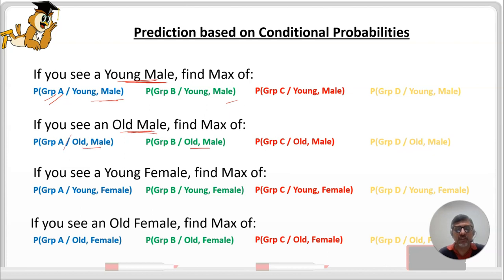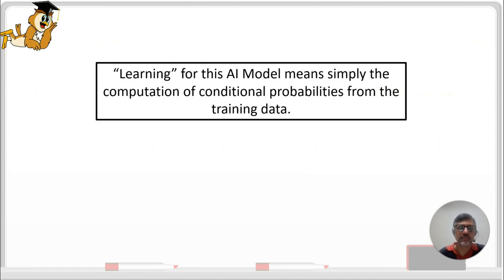All of them are given old male, right? For the 4 groups, and depending upon which of these is maximum, you assign the person to that group, and so on. Similarly for the other scenarios, young female and old female, right? So there are a total of 16 conditional probabilities that you will see on this page, and you can find all 16 of them from the training data. So this is the way in which you predict based on conditional probabilities.